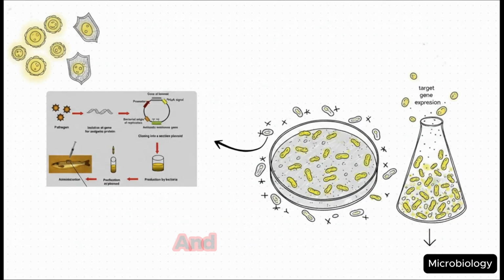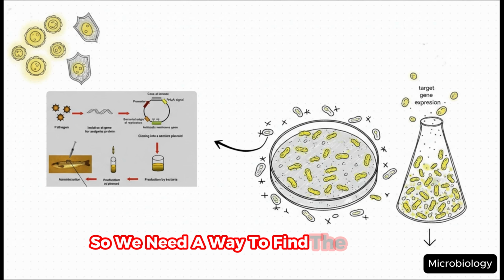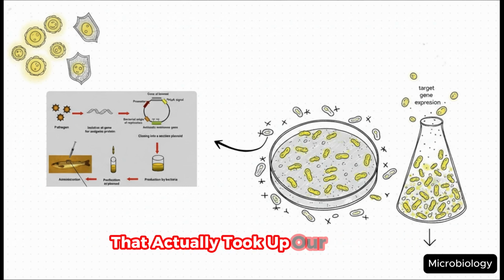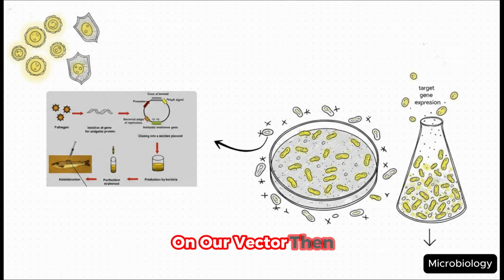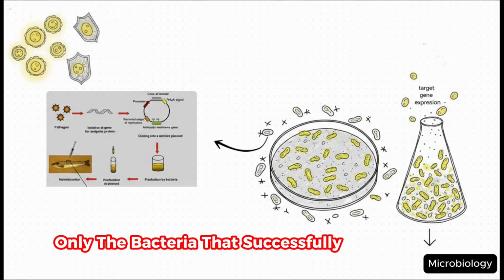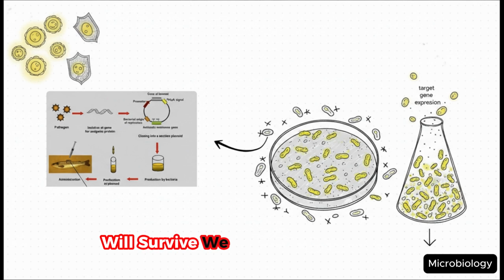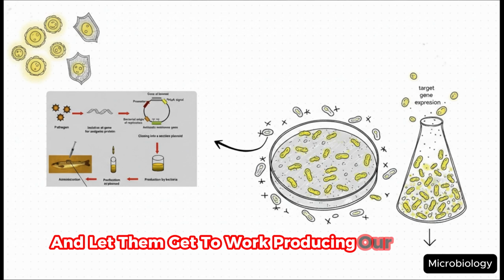And finally, step 5, selection and expression. Look, this process isn't 100% efficient, so we need a way to find the bacteria that actually took up our plasmid. A clever way to do this is to include an antibiotic resistance gene on our vector. Then, we grow all the bacteria on a medium that contains that antibiotic. Only the bacteria that's successfully transformed will survive. We take those survivors, grow them in huge batches, and let them get to work producing our protein.